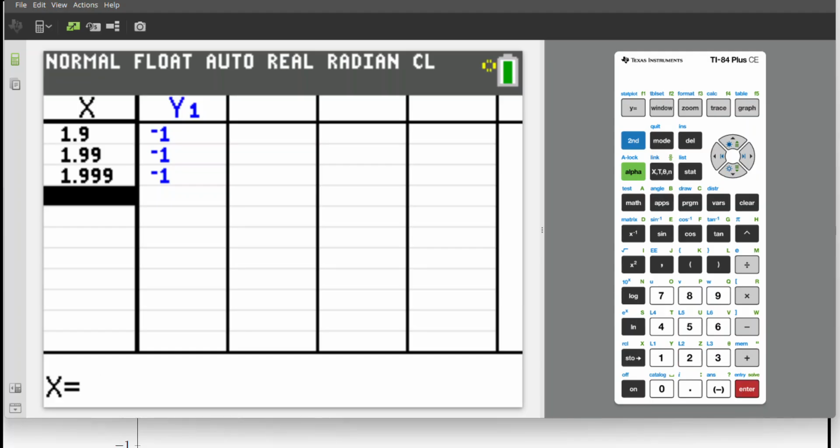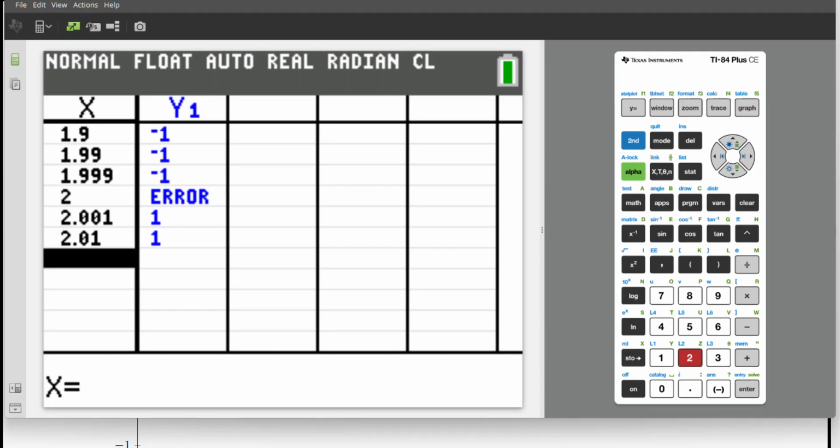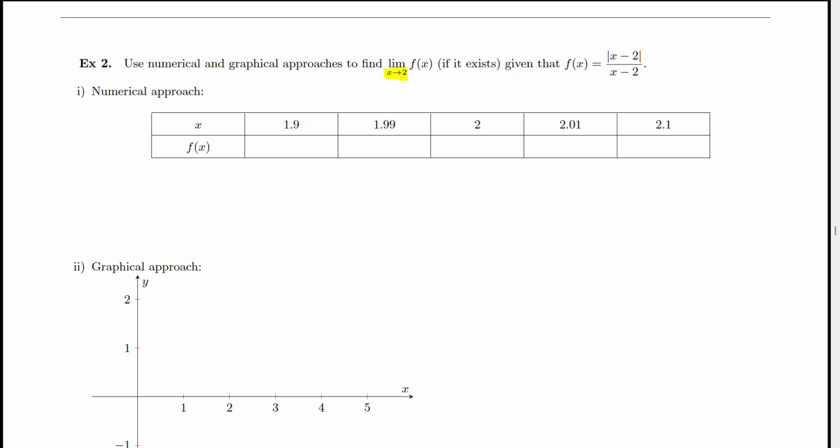Now, if I put 2 itself, notice what it does. It says error. That means that there is no solution, and that's why we're having to do this whole limit, remember? Now, what about 2.001, for example? What do I get? Well, I get 1. What if I put 2.01? I get 1 again. What if I put 2.1? Again, the answer is going to be 1. So transferring this data to our table, we can see that if the number is smaller than 2, the number is always -1. But if the number is bigger than 2, the answer is +1.